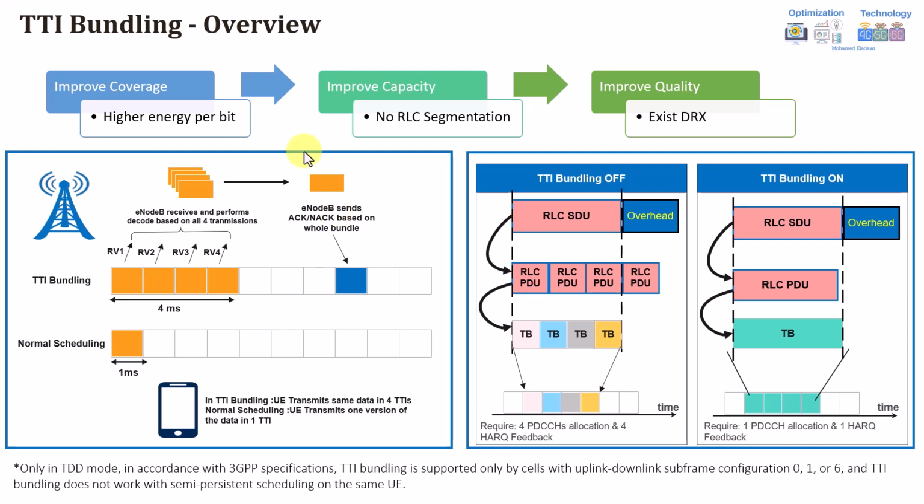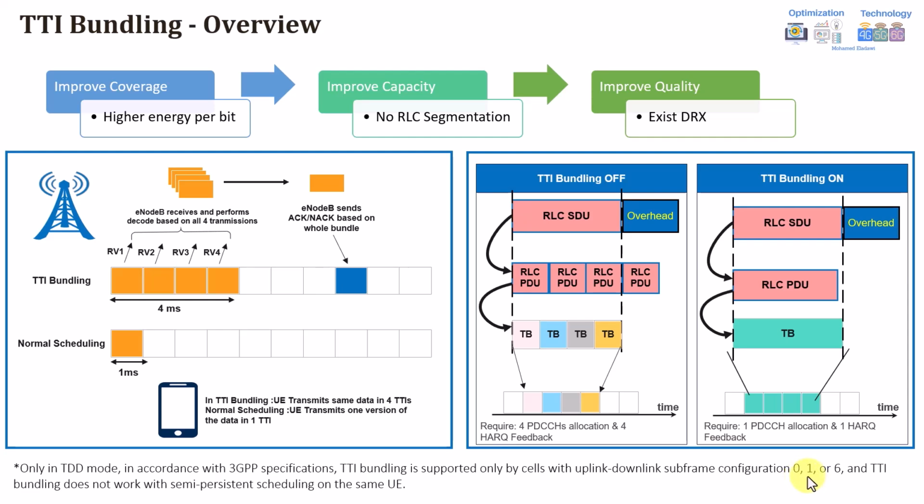And just a side note, usually the TTI bundling is supported by FDD. It can be supported by TDD in very specific cases, depending on the subframe configuration, as mentioned in the comment below. Usually we use subframe assignment configuration 2, which is 6-2-2, meaning 6 for downlink, 2 for uplink, and 2 special subframes, which can be guard band or a dynamic between uplink and downlink.